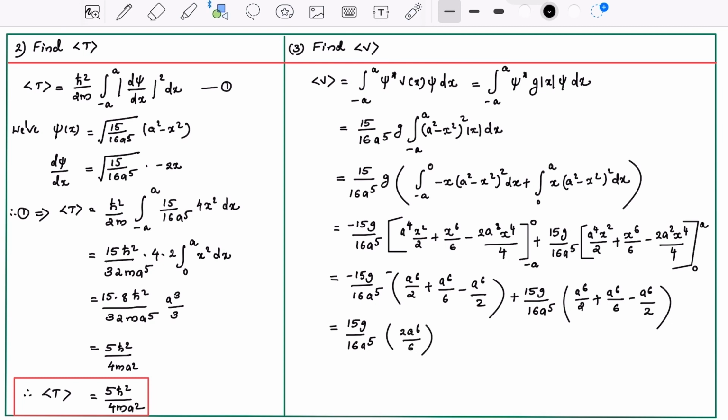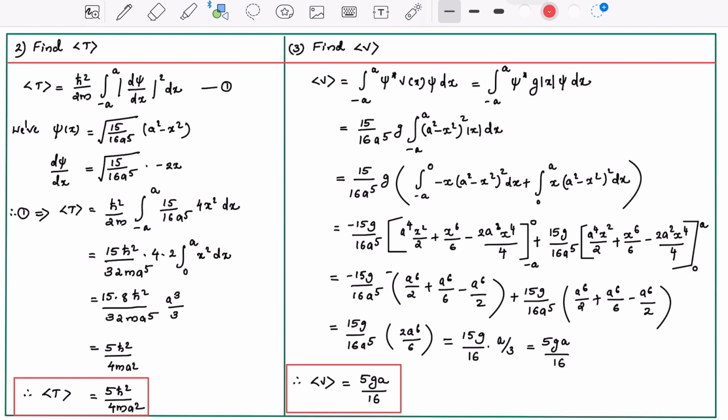Now, after simplification, you will get the expectation value of the potential energy as 15 g by 16 into a by 3, that is equal to 5 g a by 16. That is, the expectation value of potential energy is 5 g a by 16. Thus, we have evaluated the expectation value of kinetic energy and the expectation value of potential energy.